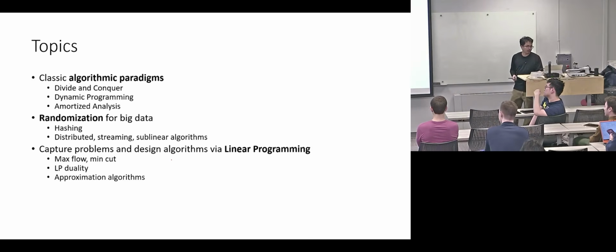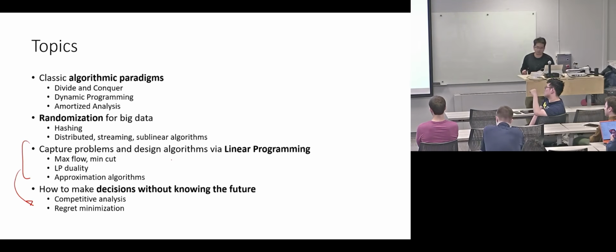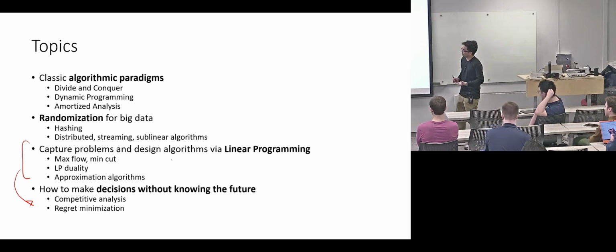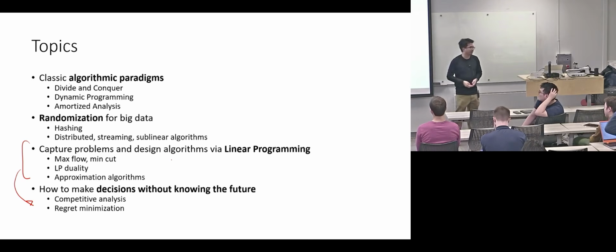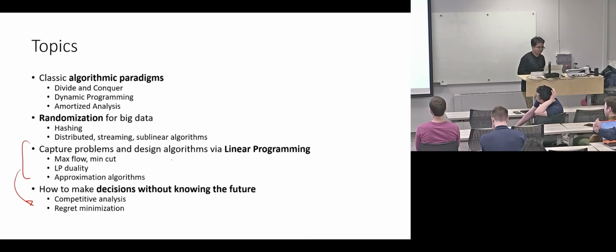And this part will be useful for the next part as well, which is how to design algorithms when your input is uncertain. For example, when you don't know the future, how to make a good decision for the future. So that's the last part of the course, and this is also related to ML.